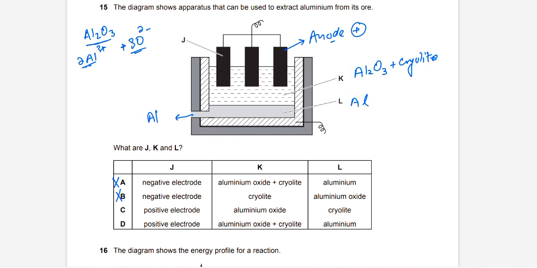Aluminum is removed here in the molten form. Cryolite is not removed. Cryolite remains as it is over here. It is used for some other purposes, to minimize the melting point of the aluminum oxide. The positive electrode is this one. This is molten aluminum, and aluminum oxide plus cryolite.